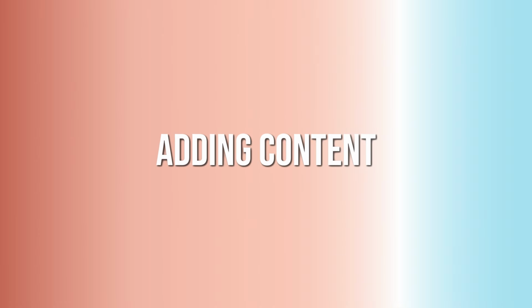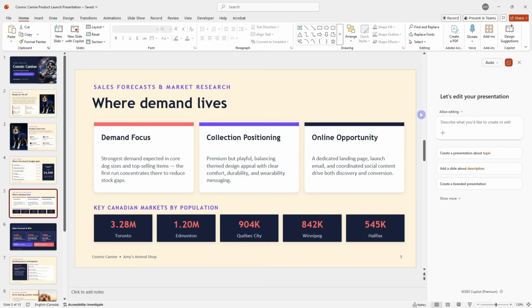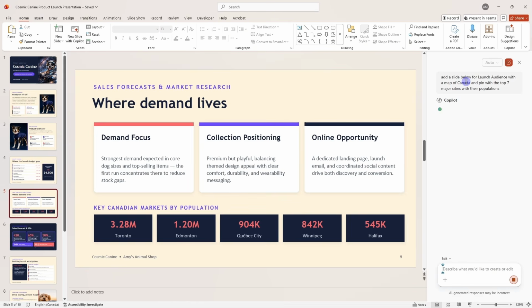Now we can add additional content to our presentation, and we can do this from the editing mode in the Copilot chat area, and we can just use natural language to describe exactly what we want. We could ask Copilot to pull content from the web. We could reference other documents that we have within our work tenant, or in this case, I'm just going to ask Copilot to add a slide below for the launch audience with a map of Canada and pin with the top 7 major cities with their populations. So again, that is going to take Copilot a couple of minutes to pull on through. So let's pop back in.